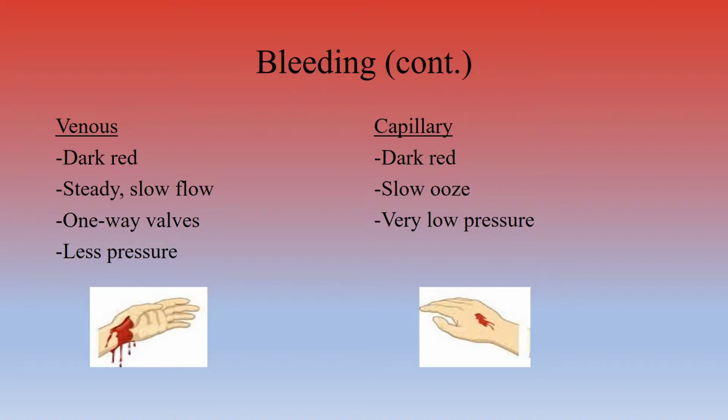Venous bleeding is dark red in color. It has a steady, slow flow. Veins have one-way valves in them. They are under less pressure. And capillaries are also dark red. There is a slow ooze to the blood flow, and it's under very low pressure.